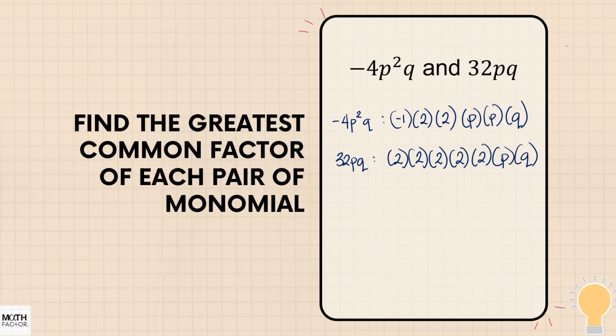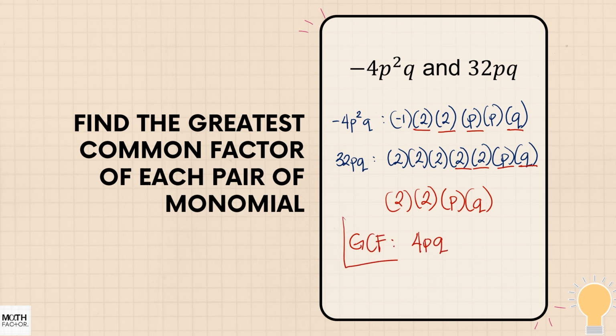And what are the common factors? We have 2, another 2, p, and q. The common factors are 2 times 2 times p times q. We're going to multiply it. The GCF is 4pq. There you have it.